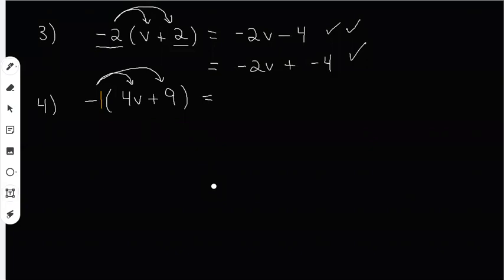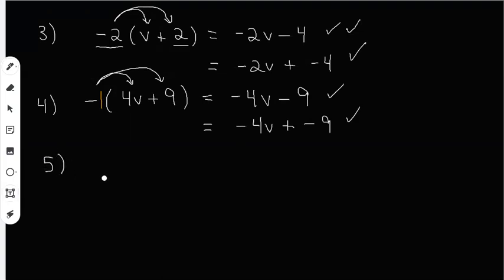Now, when you multiply by a -1, all you're doing is you're keeping it the same, but you're changing it to a negative. So what's -1 times 4v? That's going to be -4v, right? And then -1 times a +9 is going to give you a -9. So I can write my answer this way, or I could write my answer this way. -4v plus -9. Both of these are the same exact answers.